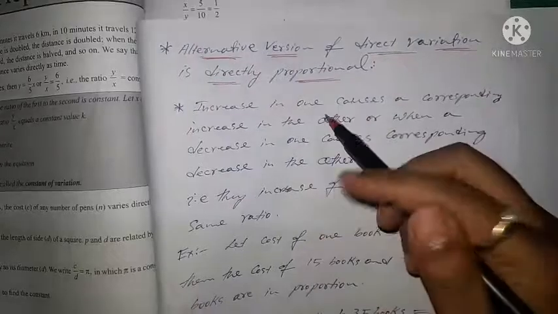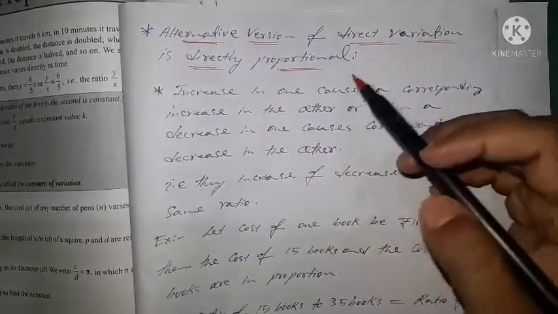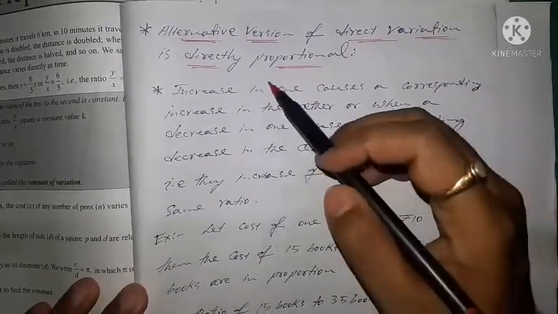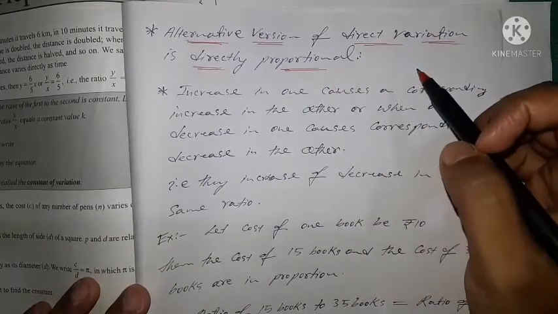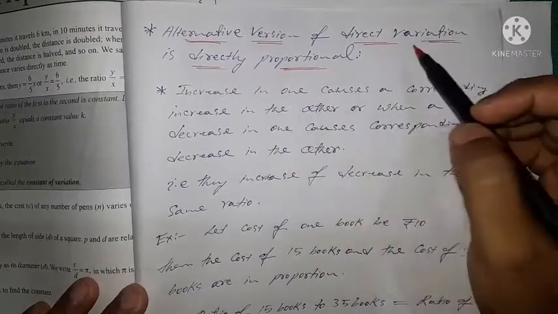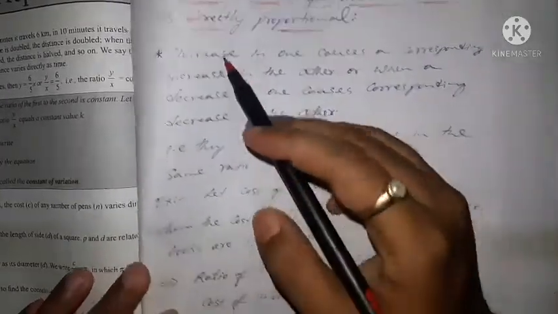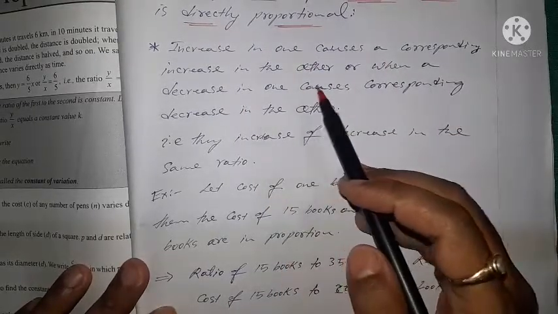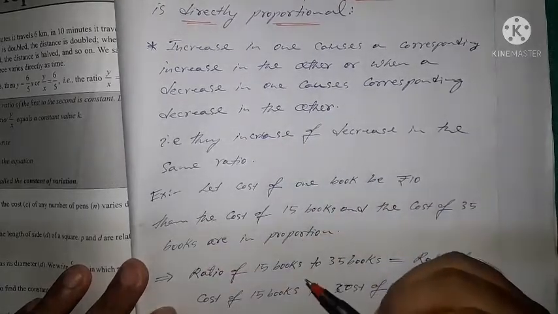Next, the alternative version of direct variation is directly proportional. This direct variation is also known as directly proportional. It is the same thing, so we can replace variation with proportional. That is, an increase in one causes a corresponding increase in the other, or a decrease in one causes a corresponding decrease in the other, as we have already discussed.